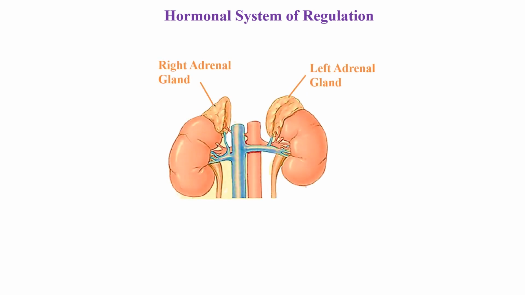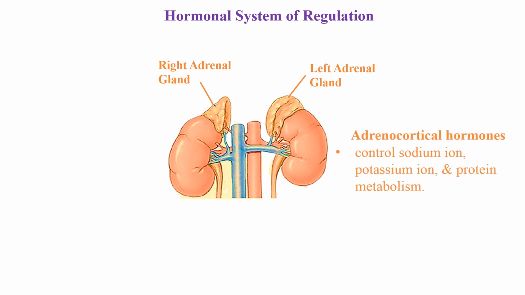Adrenal glands are found on the top of the kidneys. These glands secrete adrenocortical hormones. These hormones control sodium ion, potassium ion, and protein metabolism.